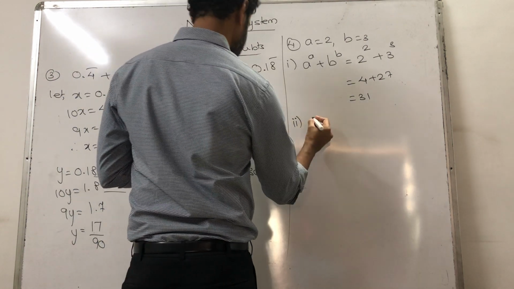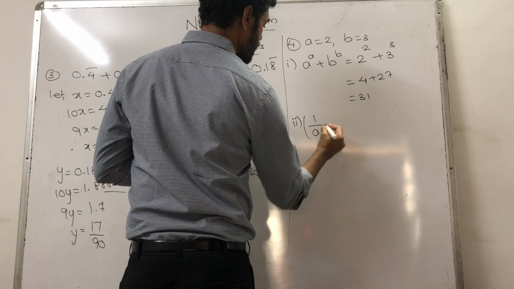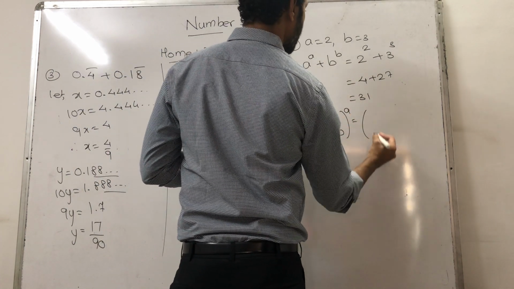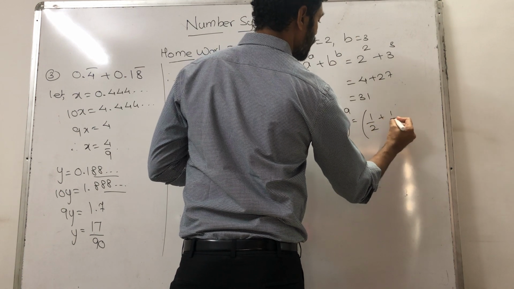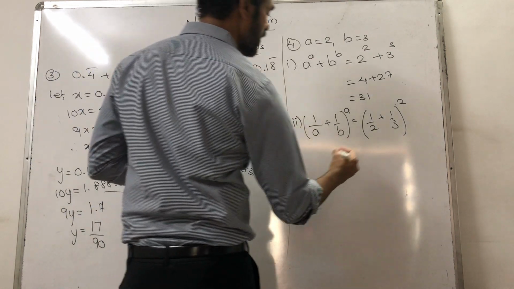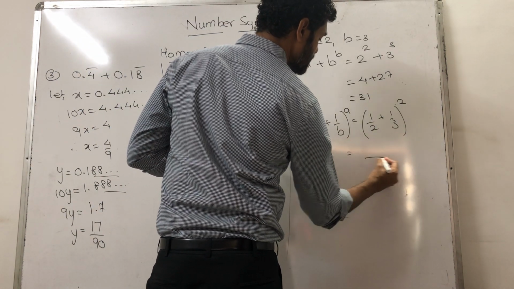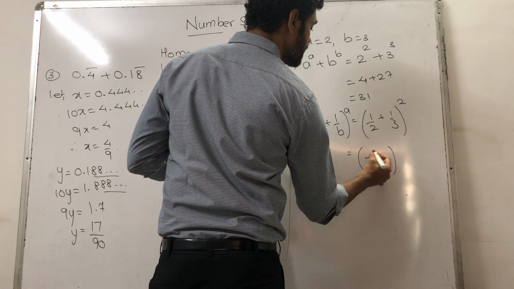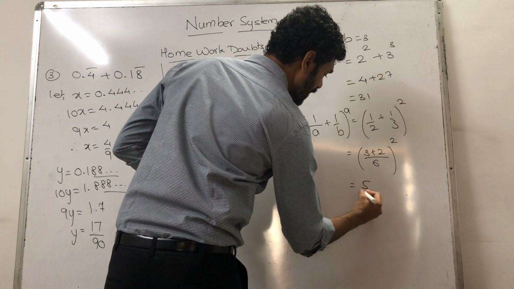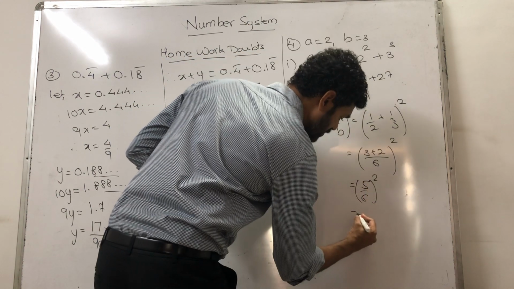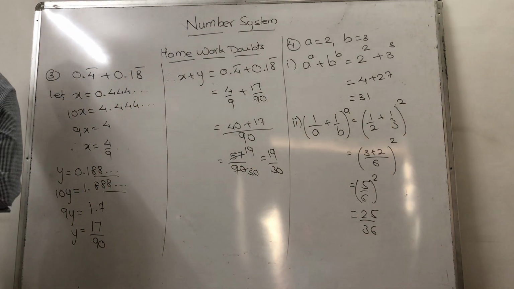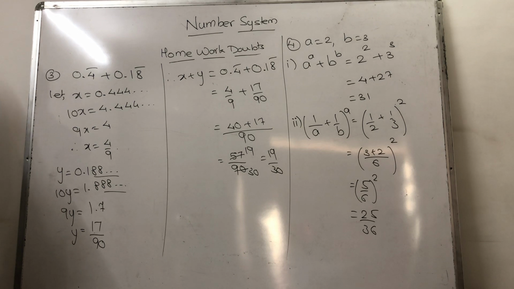The second sum is (1 by a plus 1 by b) whole raised to a. Replace a by 2 and b by 3. The LCM of 2 and 3 is 6. 2 threes are 6 and 3 twos are 6. This is whole raised to 2. So this is (5 by 6) squared, which comes to 25 by 36. So that was question 4.